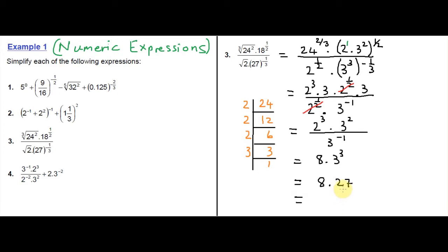And this we can work out on a calculator. So 8 times 27 is 216.